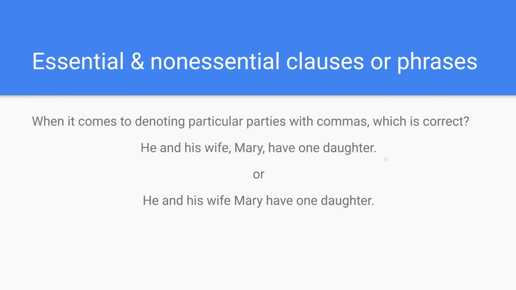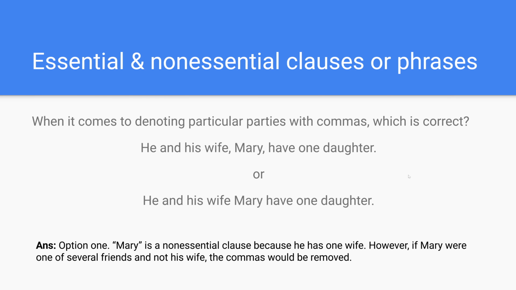Now remember, what was our rule regarding whether or not something is essential or non-essential? That's right, non-essential words, clauses, and phrases have commas around them. So in this case, it would be the version where Mary is set off by 2 commas. So we don't actually need to know the name of his wife. Either way, he and his wife still have one daughter. However, if we had a situation where he has several friends and he and one of his friends have a daughter together, then it would be important for us to know which friend is the co-parent of their child.